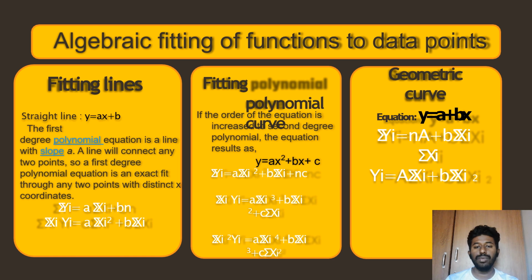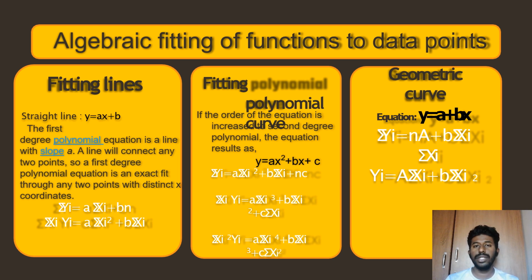So moving on to the next one, fitting polynomial curve. If the order of the equation is increased to a second degree polynomial, the equation results as y is equal to ax square plus bx plus c. So here are some equations for the fitting polynomial curve. Sigma yi is equal to a sigma xi square plus b sigma xi plus nc. Sigma xiyi is equal to a sigma xi cube plus b sigma xi square plus c sigma xi.